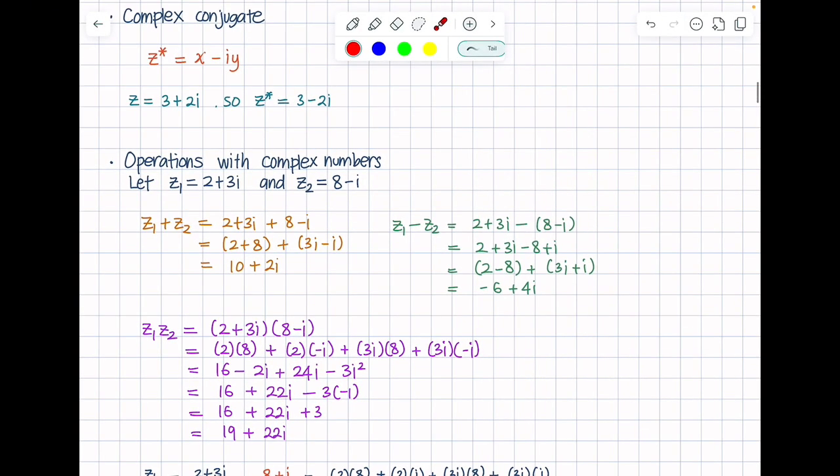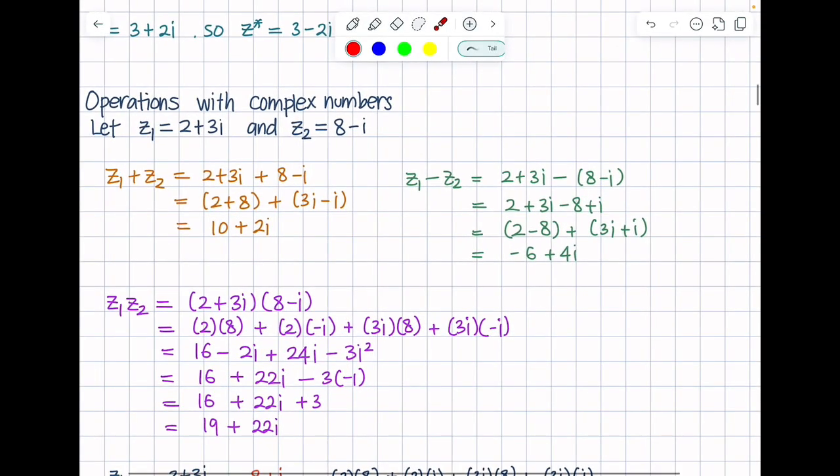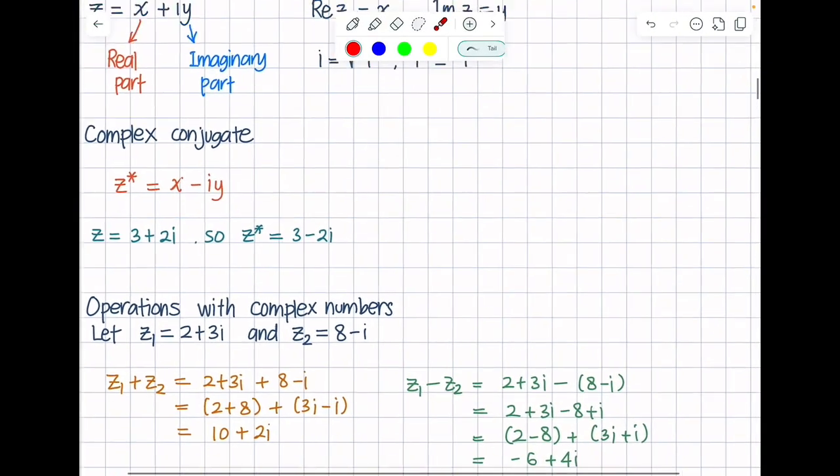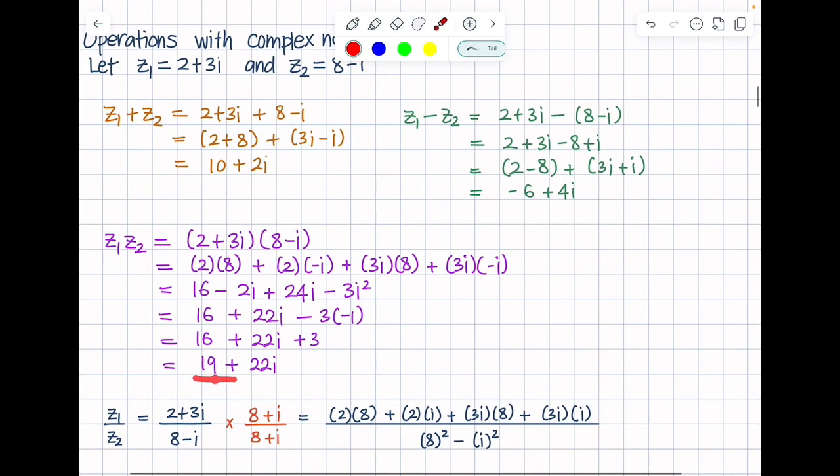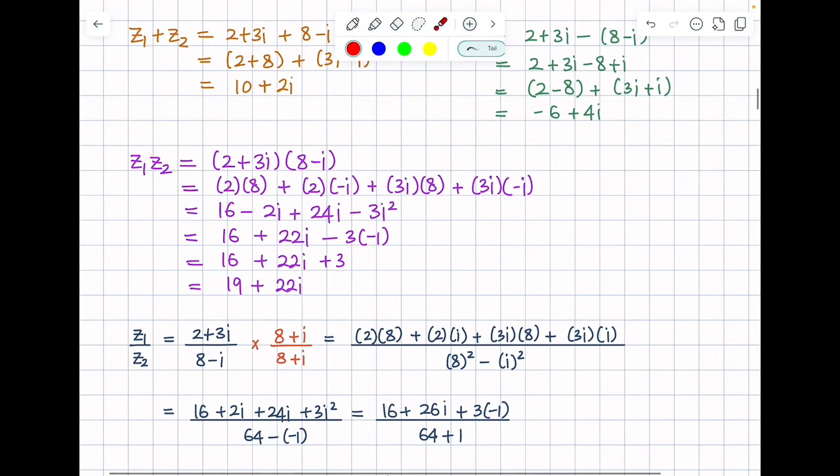And then for multiplication, z1 times z2, 2 plus 3i times 8 minus i, you do the same as in algebra expansion, and then we get 16 minus 2i plus 24i minus 3i squared. And remember, i squared is -1, so replace i squared by -1, and then we get z1 times z2 is 19 plus 22i.